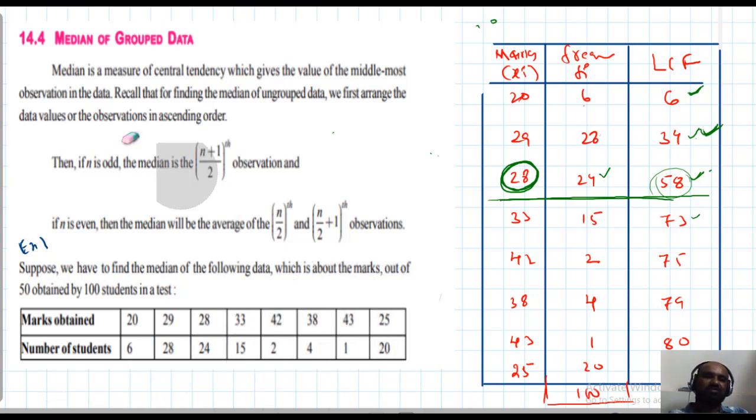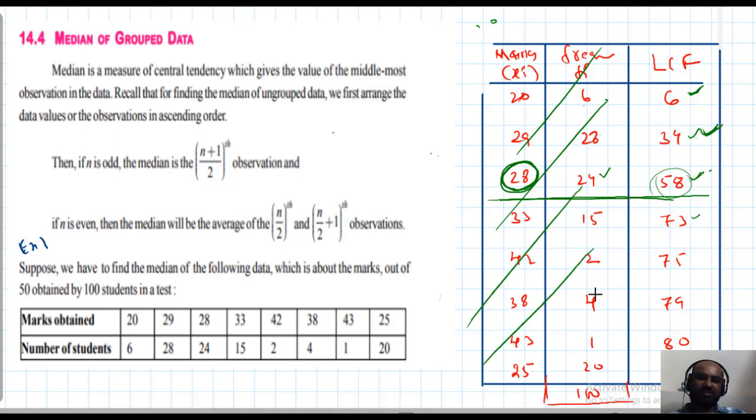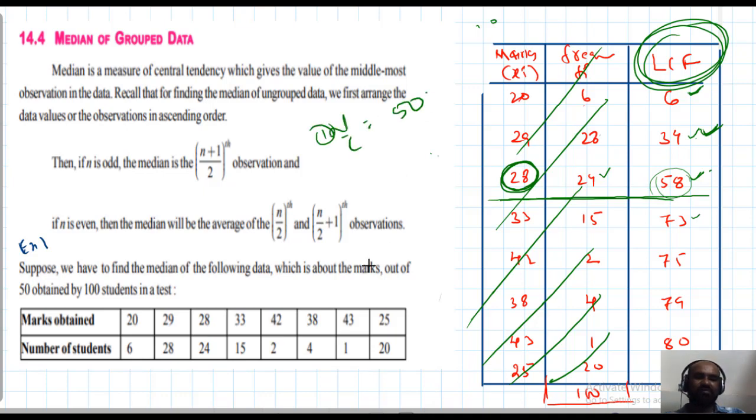Okay, students. First of all, this information is given. We need to prepare this table, LCF. Step one, you need to find the n by 2 value. That is 50 in this problem. After that, we want to identify where this 50th student is. Not here, no. Up to 6 students only. Up to here 34 students only.